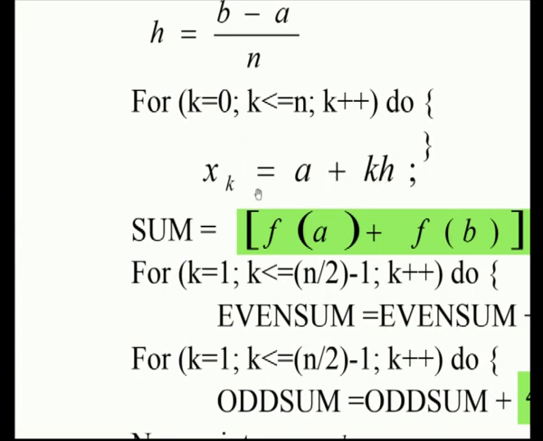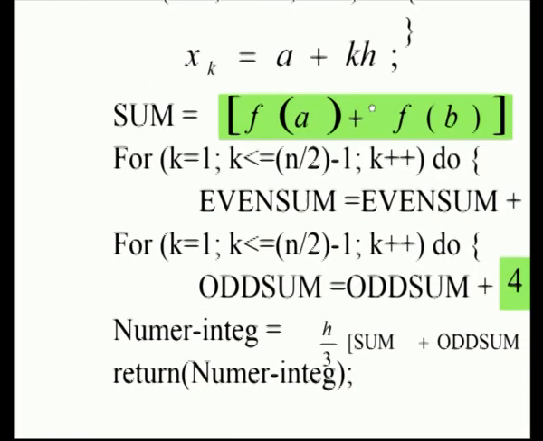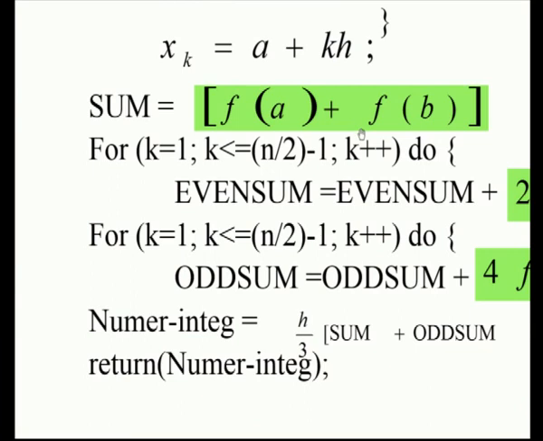For example, k equal to 0 gives the left point, and k equal to n gives the right point. In between, k equal to 1 gives the first point, a plus h, then a plus 2h, a plus 3h, up to a plus nh, which is nothing but the right point. Now sum indicates the numerical integration. The sum is initialized with the function value at the left point A plus the function value at the right point B.